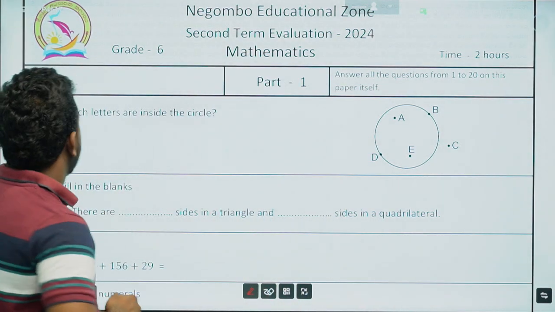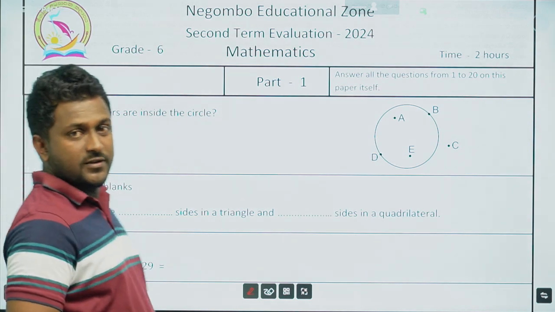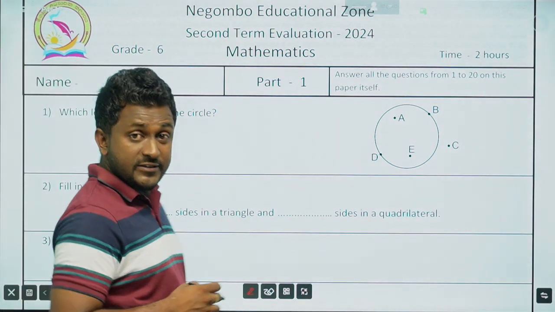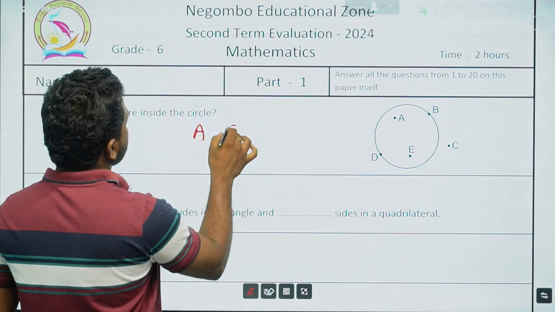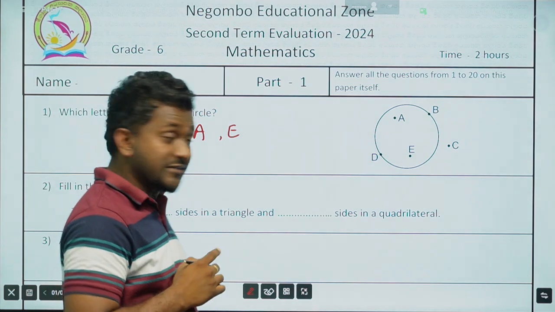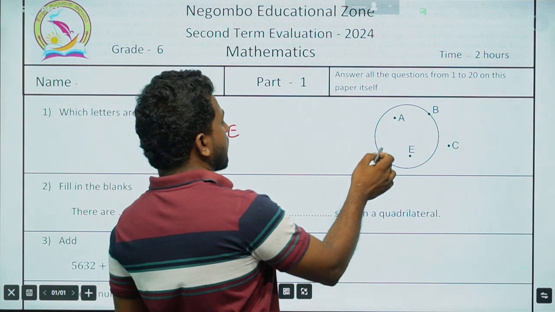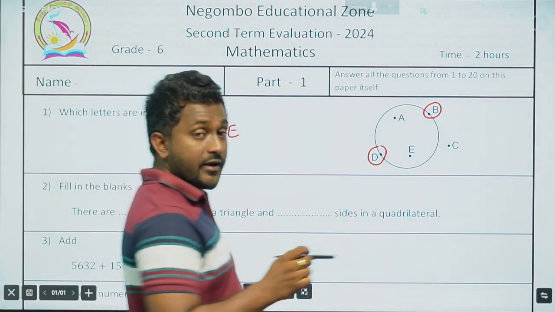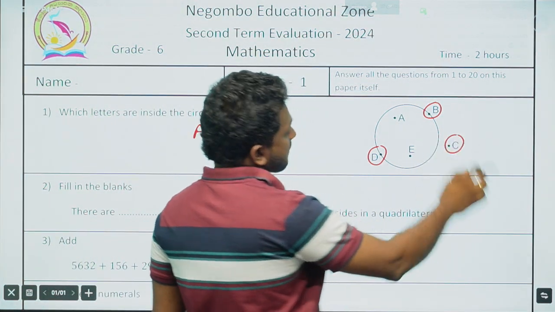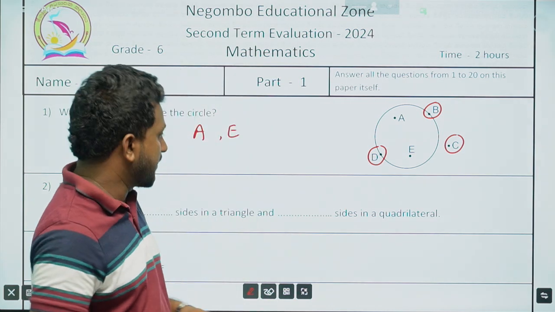First one, which letters are inside the circle? Inside the circle, point A and E. Yes, A and E. Point A and E are inside the circle. So what about the point D and B? That two are on the circle, and this point C is outside the circle.